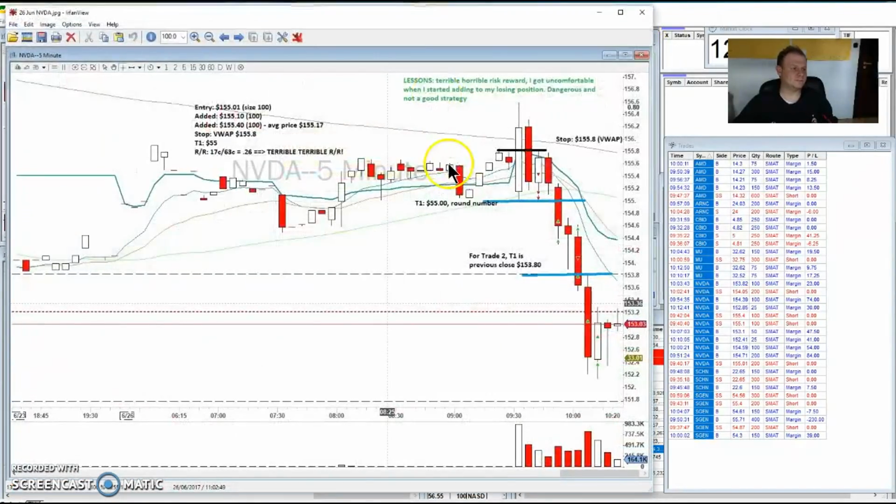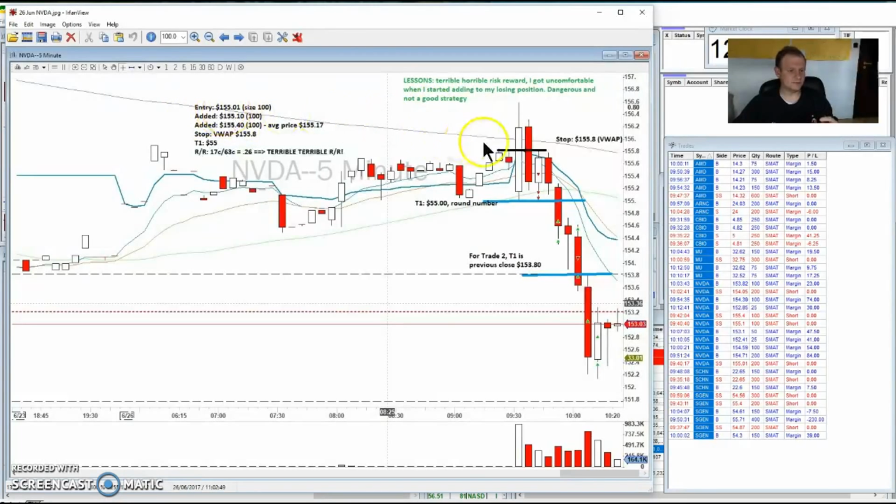Then NVDA. So NVDA, I traded this. This is once up to here. This is the second time up to here. Actually, so I traded it twice. Now, lessons. Terrible, horrible risk reward. I got uncomfortable when I started adding to my losing position. Dangerous and not a good strategy. So what did I do?